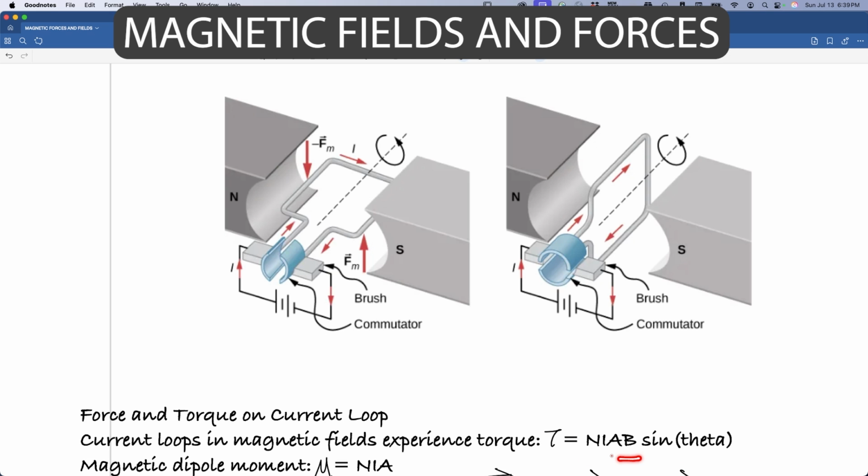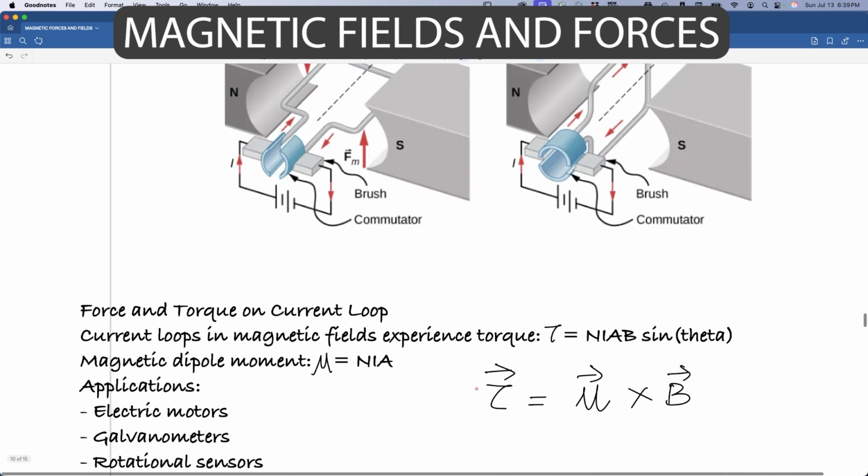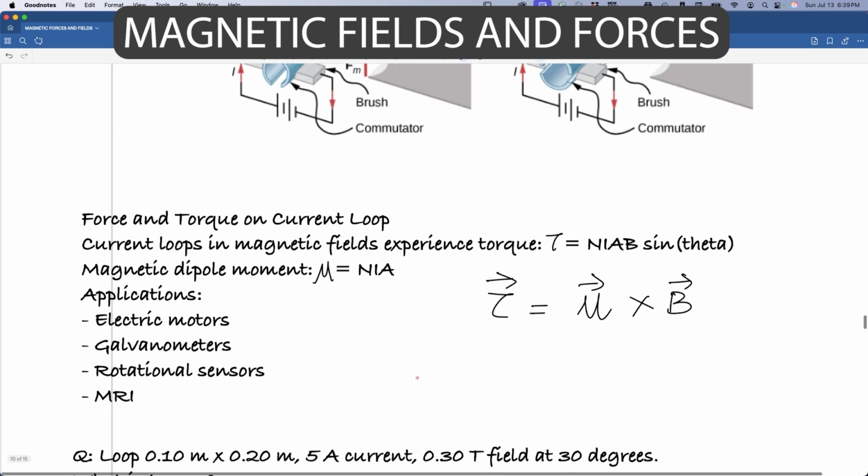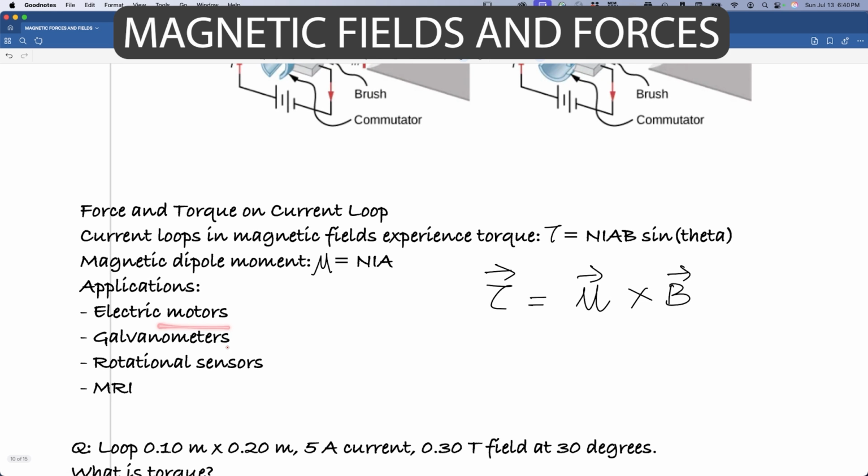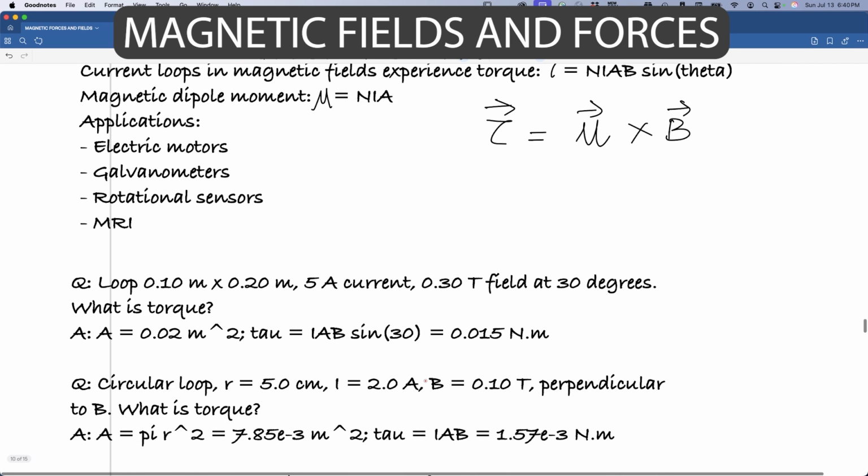Now this part, NIA, well, NIA sounds familiar, right? That's called the magnetic dipole moment, mu. We had introduced that before, so this is called mu. So once again, torque is mu cross B, or mu B sine theta. Applications in electric motors, galvanometers, which are current detectors. We'll come to that again, MRI and rotational sensors.